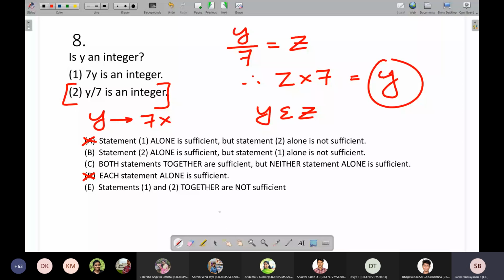So I can see that you can answer this question with statement 2 alone. So you will mark option B as the answer here. Is it clear to you? Fine. Yes, sir. Let's go to the next question then quickly.